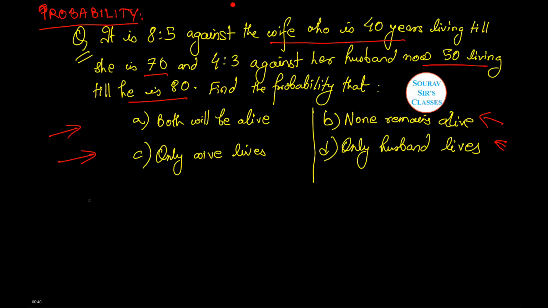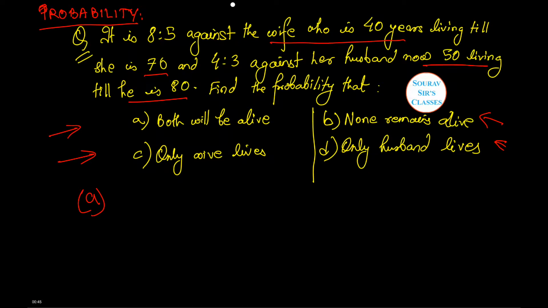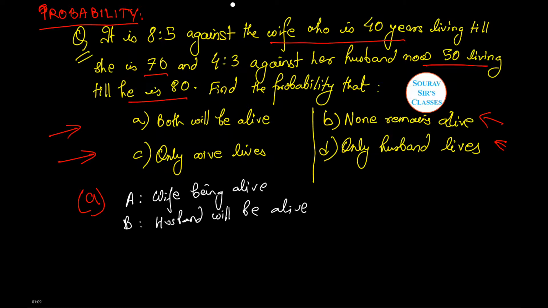Let us start off with part A. Let me change the color so that it looks clearer. The first question is both will be alive. Before doing this, let us define certain events. Let A be the event of the wife being alive and B the husband will be alive 30 years hence. For both, 30 years henceforth, as we see in the question.